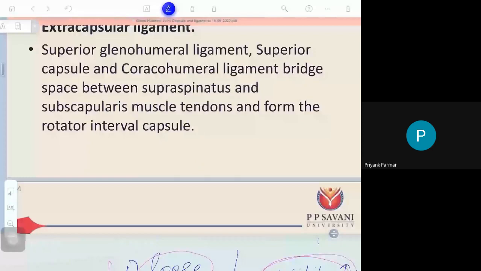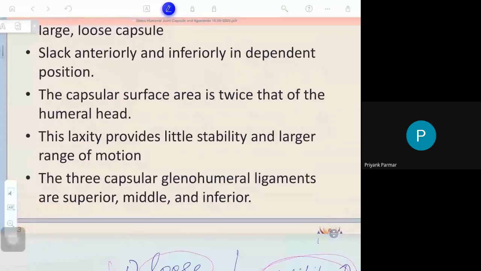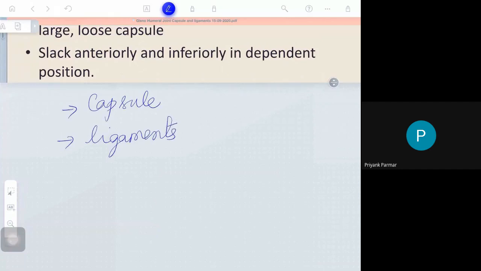So this is about the capsule. Now we will study the ligaments. We have studied a few points in the capsule. Now we will study the ligaments. Clear? The ligaments are classified under two headings.